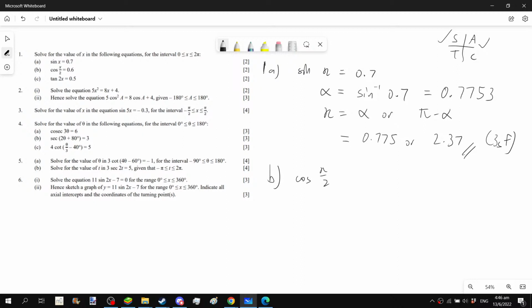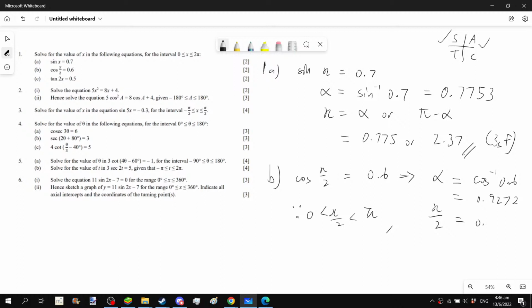The second problem gives us cosine x over 2 equals 0.6. Fortunately, this is also pretty straightforward. The implication is that our basic angle, which is inverse cosine 0.6, will just be 0.9272. Now, the problem is we have a different range because we're working with x over 2, and so we'll only be in between 0 and pi.